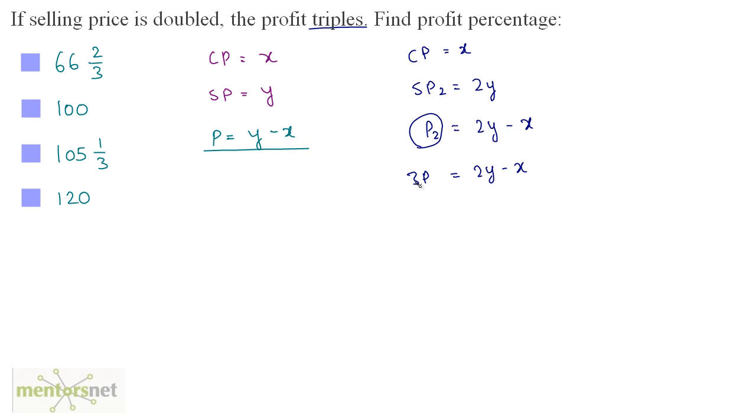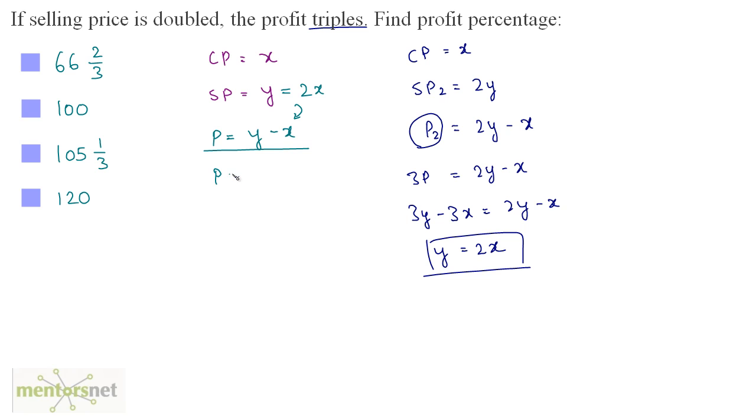Now 3P is basically 3 times Y minus X. So I can write it as 3Y minus 3X is equals to 2Y minus X. So 3Y minus 2Y gives you Y is equals to plus 3X minus X gives you 2X. So we have a relation between the cost price and the selling price. So Y is equals to 2X. Put it in this equation. So the profit is equals to 2X minus X. So profit is equals to X.